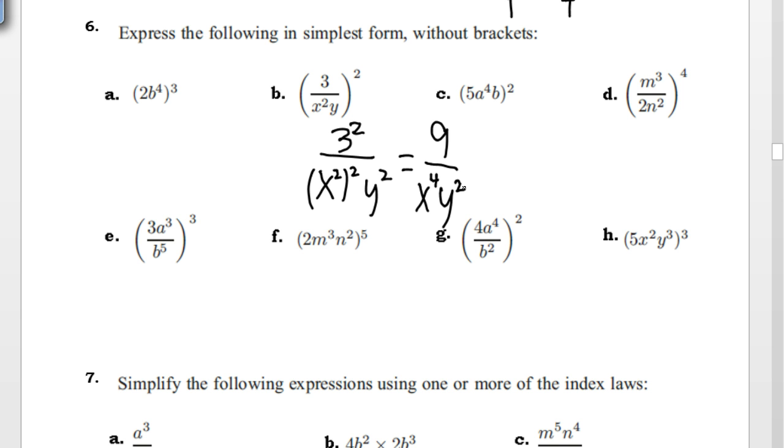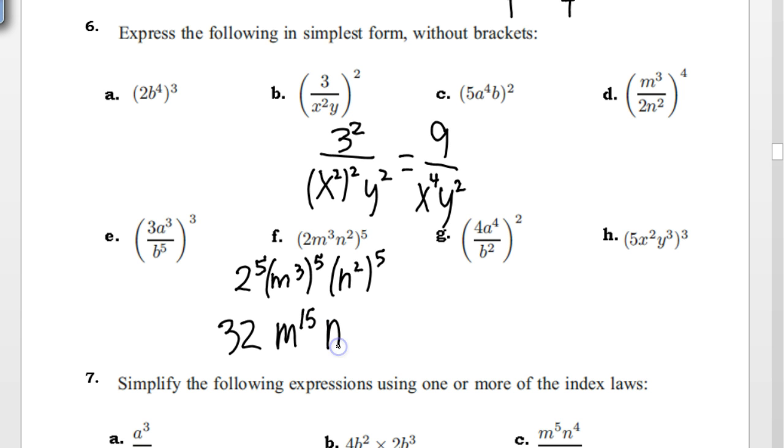And I'll also take a look at, how about letter F? The 5 goes on everything. 2 to the 5, m cubed to the 5, and n squared to the 5. 2 to the 5 is 32. m cubed to the 5, 3 to the 5 is a multiplication, so that's going to be 15, power of a power. And n squared to the 5 is going to be a multiplication, power of a power will be n to the 10.